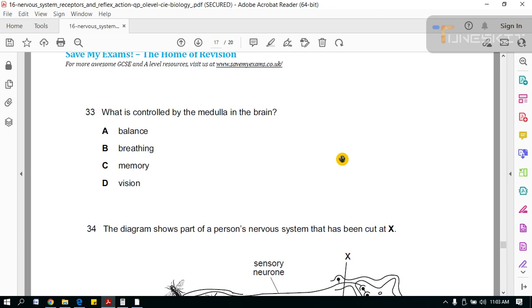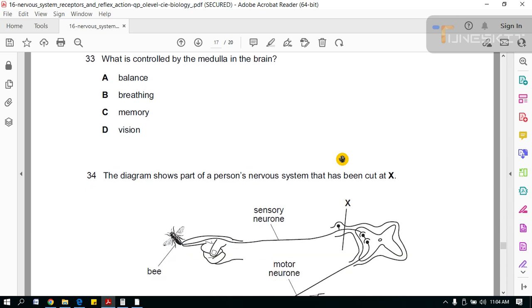So balance is not the function of the medulla oblongata because it is the function of what? It is the function of cerebellum, which is involved in coordination and balance. Memory and vision, both are the functions of the cerebrum. So option B is correct.